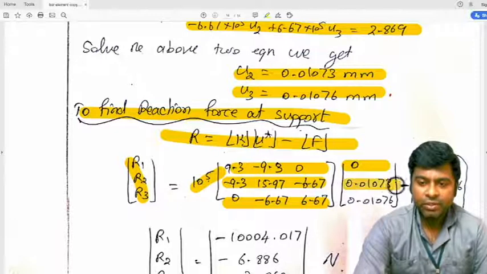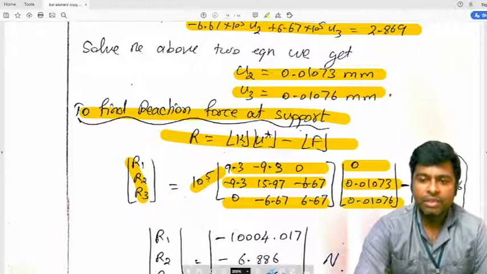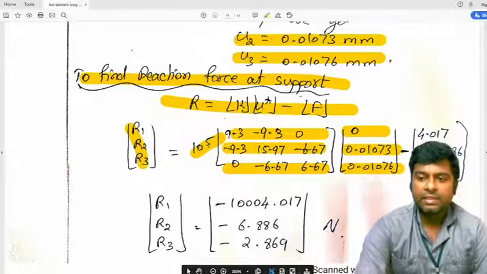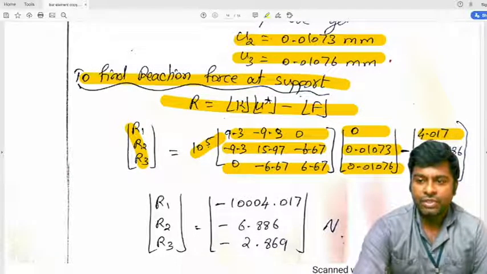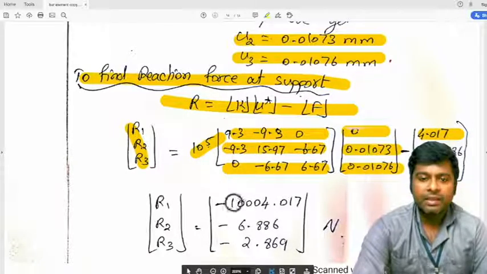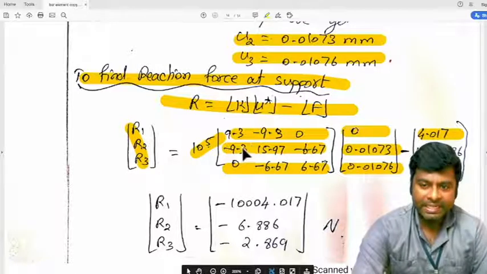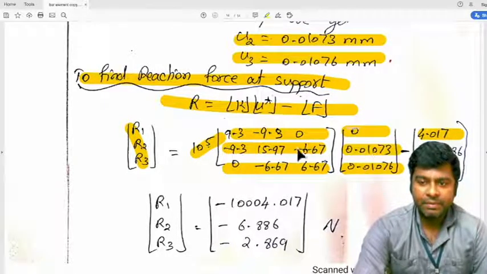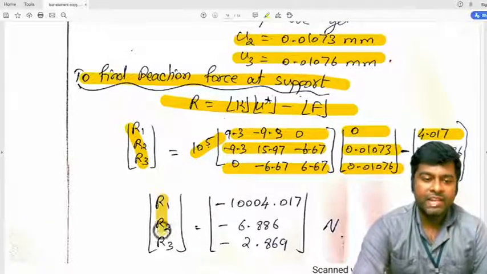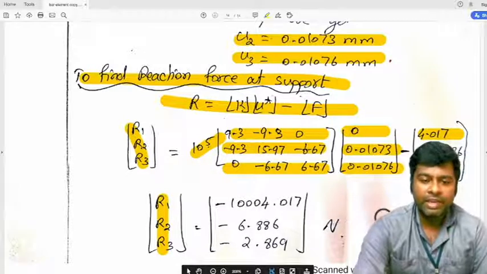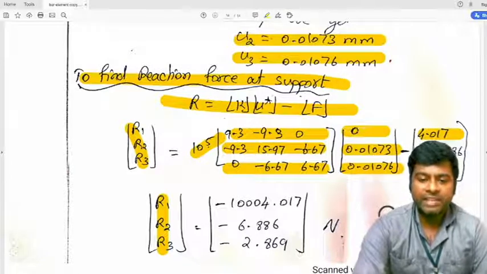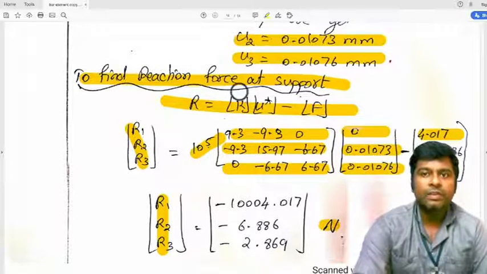U2 is 0.0173 and U3 is 0.01076, minus the force vector 4.017, 10006.886, 2.869. After simplifying all these values, first multiply the two matrices, then subtract the force vector matrix. Finally, the value yields R1, R2, R3 equal to minus 10004.017, minus 6.886, minus 2.869 Newton. Thank you.